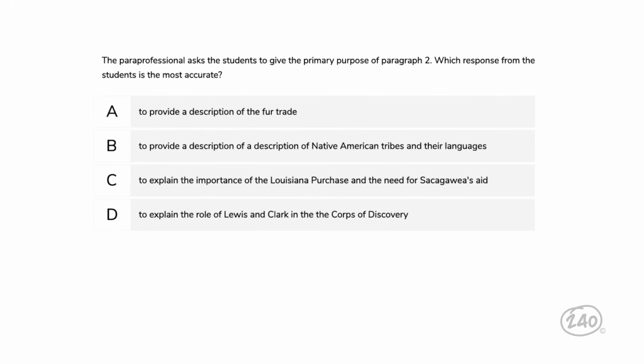Notice this is really just a reading question. We could cross out the start of the prompt, and it's just asking for paragraph 2's purpose. Okay, let's see our choices.